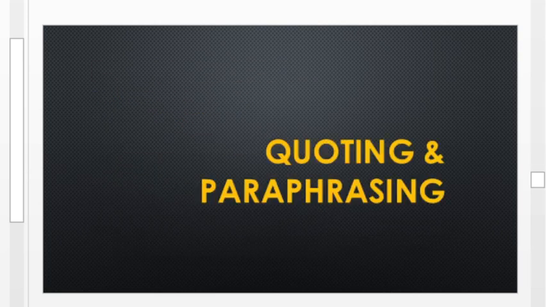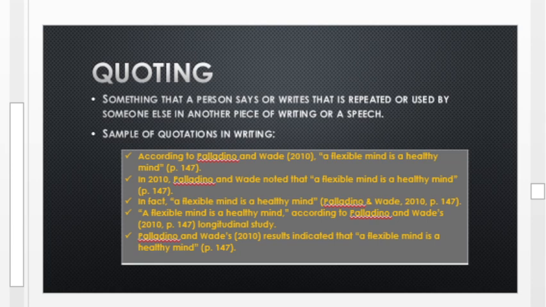And then the next one in mechanics of report writing is quoting and paraphrasing. So quoting is something that a person says or writes that is repeated or used by someone else in another piece of writing or a speech. Means to say you take from someone else, either in the form of speech or in the form of written information. So what we have as example here is quoting.